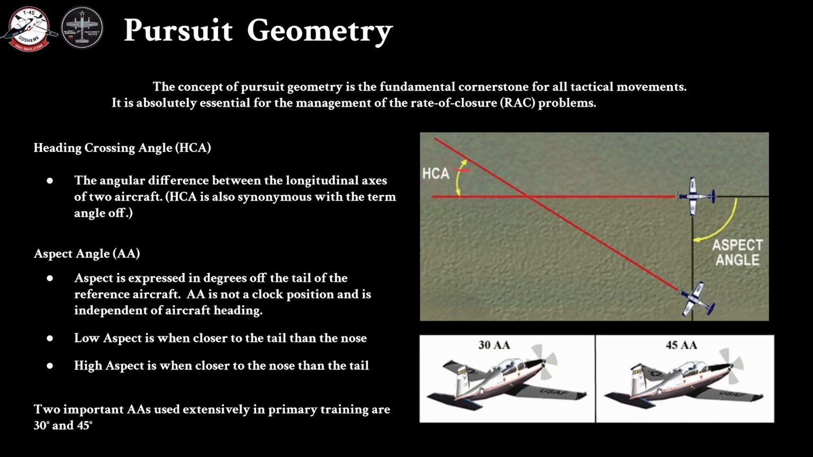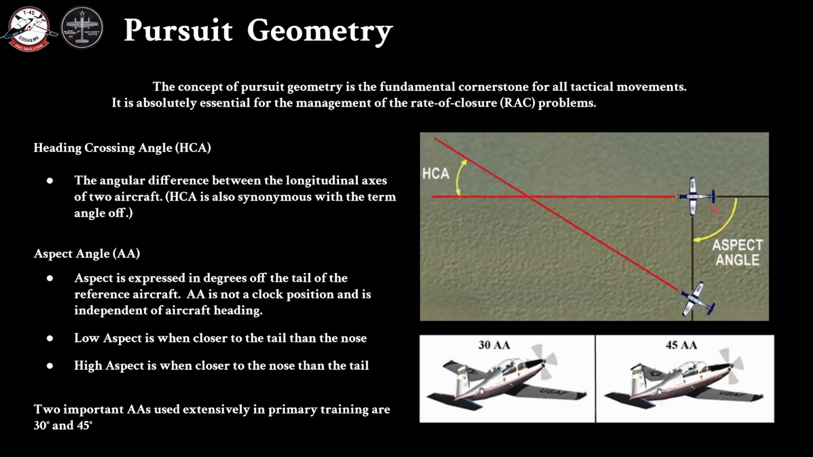Heading crossing angle is this angular difference here between the nose of one aircraft and the nose of the other aircraft. So if these two aircraft are joining, that difference in heading is your heading crossing angle. It's your angle of intercept is kind of the easiest way of thinking about it, right?